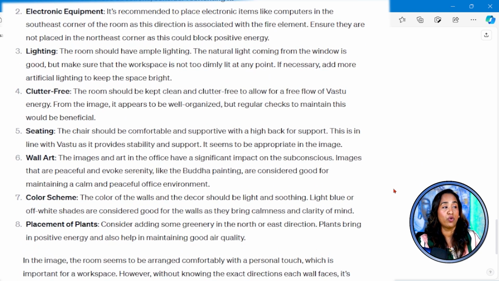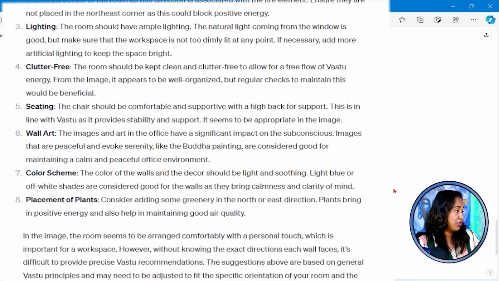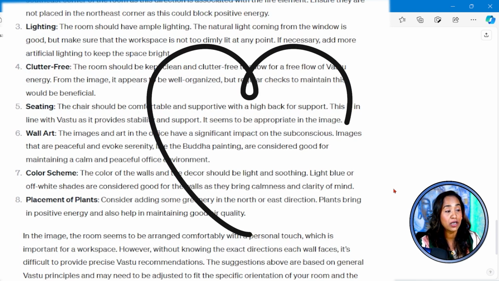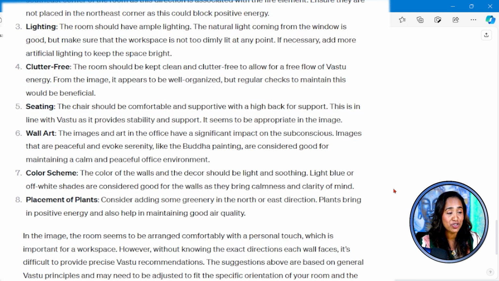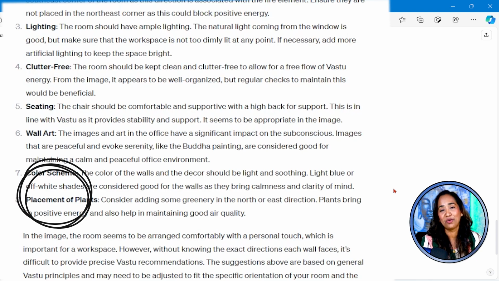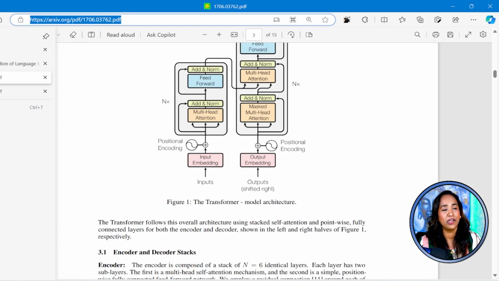The electronic equipment should be placed in the southeast corner, which they are, I'm guessing. And the wall art in the back, it's a Buddha painting, considered good for maintaining calm and peace. Because I am a mom of 2 teenage kids, I think I can get peace and calm only from the pictures right now. And placement of the plants, I don't have any plants, but this is a good way of using your GPT.